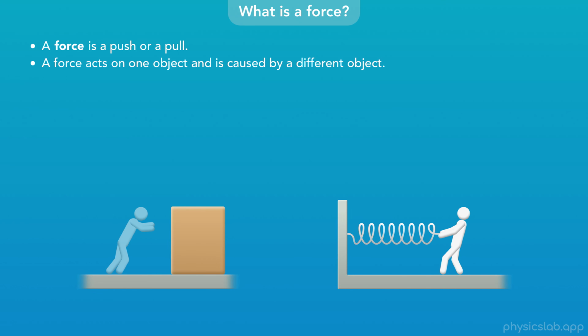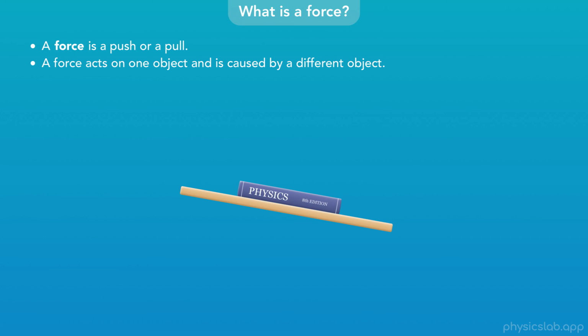But most of the time, we won't be able to see the effects of a force, at least not every force. For example, this book is sitting on an inclined table. Even though the book isn't moving, and nothing seems to be stretching, there's actually 3 forces that are acting on the book. So even though we can't see a force, we can draw a force.